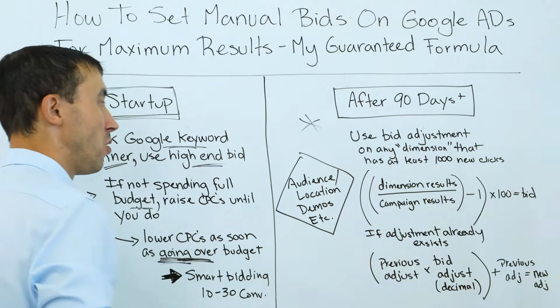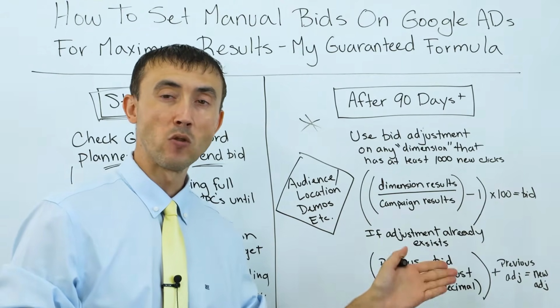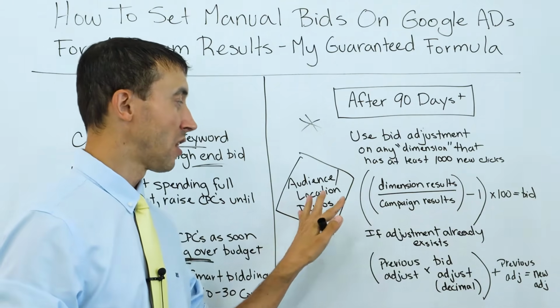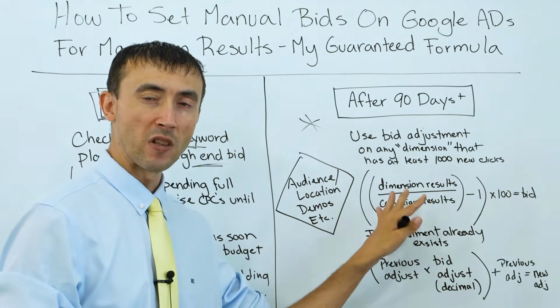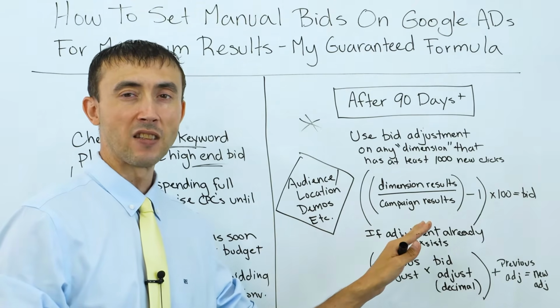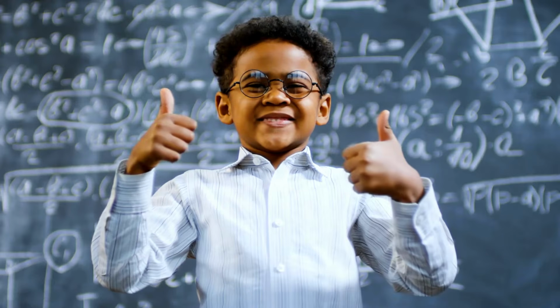Now, getting into the long-term management of managing bids when you're using actual manual CPC bidding in your ad account. This look right here, I've got some formulas that look very technical, very complicated. It's not. I'm going to break this down in a way that a fifth grader could understand and do.